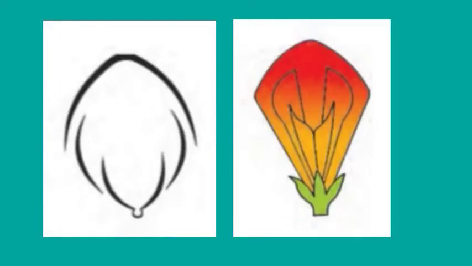Let's see the diagrammatic representation of vexillary aestivation. In the picture, the large standard petal overlaps the 2 lateral wing petals. These 2 lateral wing petals overlap the 2 fused keel petals.